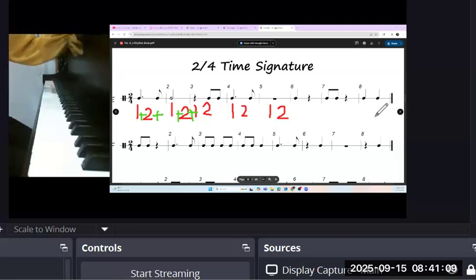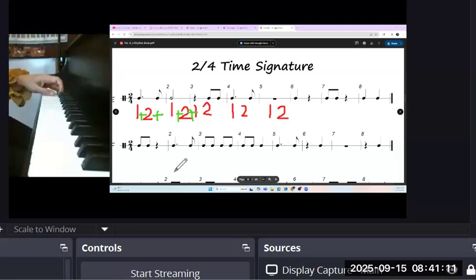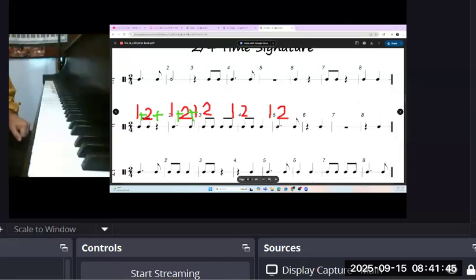Let's try the second line at 45. 1 and 2. Here we go. 1 and 2 and 1 and 2 and 1 and 2 and 1 and 2 and 1 and 2 and 1 and 2 and 1 and 2 and 1 and 2, and that's too fast for you. Go back to 40. And it's by practicing this that we get better.